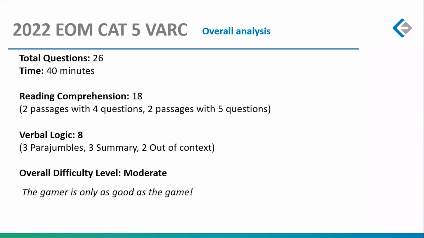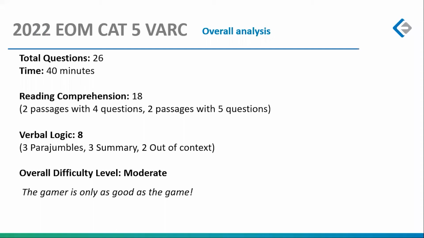The only thing that we changed was instead of 16 questions in reading comprehension, we made it 18, which means 2 passages had an extra question. Instead of 4, they had 5 questions. Everything else remains the same. Overall difficulty level, moderate. Because of the increased number of questions, you might think that it was a moderate to difficult paper, but no, it wasn't.